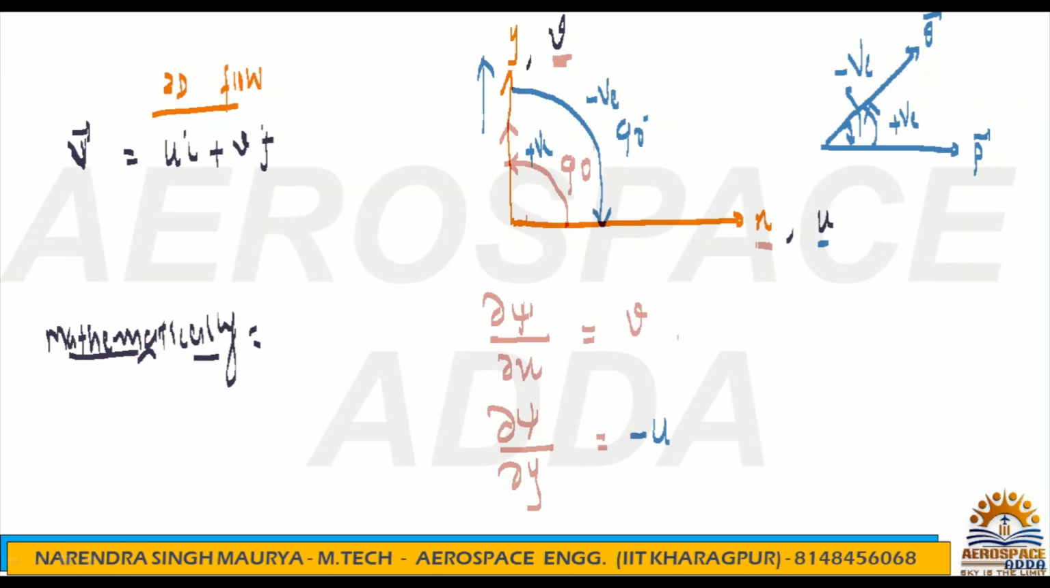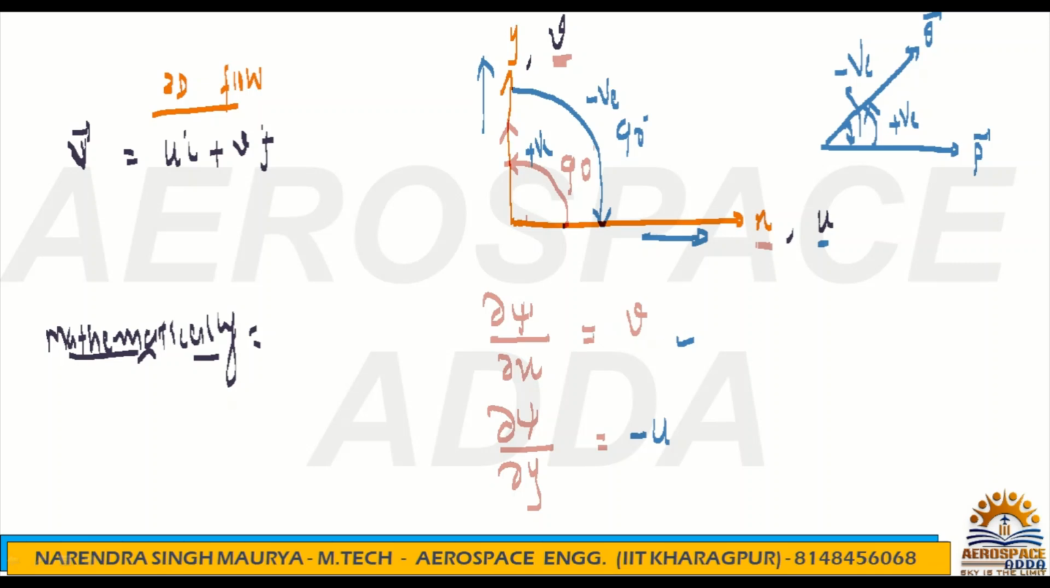So this will be minus u. Why are we not taking a negative sign here? Because we are taking the partial derivative of the stream function in the x direction, and we are getting velocity at right angle. To get the right angle velocity we have to reach the y axis, and from x to y we are moving anti-clockwise, so it will be positive. That's the reason this component we are getting positive.